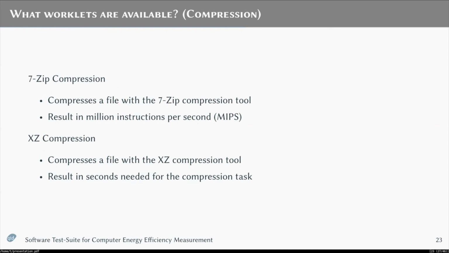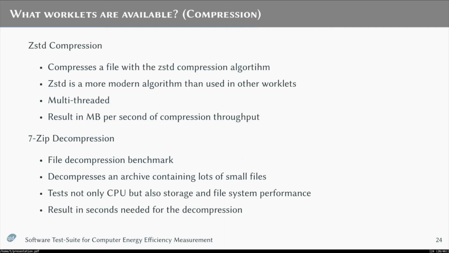The difference between those worklets is that they give you results in different units. So we have a million instructions per second with the 7-zip worklet, and the results in seconds for the XZ compression worklet. And then we have one more compression worklet, which uses the Z standard algorithm. This time it gives you results in megabytes per second. And then we have one decompression worklet, which uses the 7-zip algorithm.